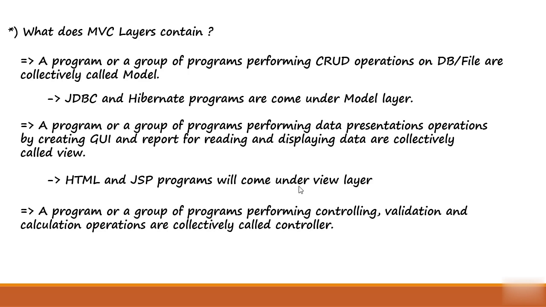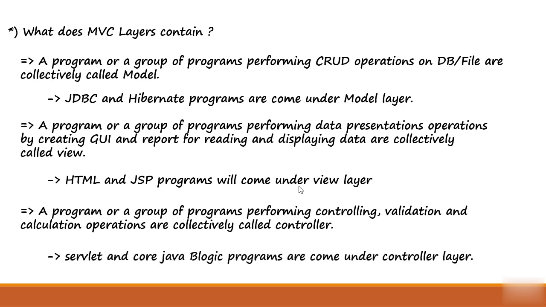A program or a group of programs performing controlling, validation and calculation operations are collectively called the controller layer. The controller layer performs validations and calculations, and it forwards the request to the model layer. Then the model layer performs CRUD operations and forwards data to the database. This is the use of the controller layer, model layer and view layer. Examples like servlets and core Java business logic programs come under the controller layer.